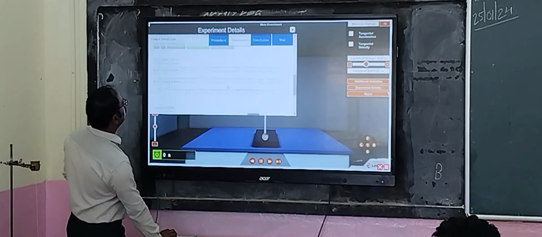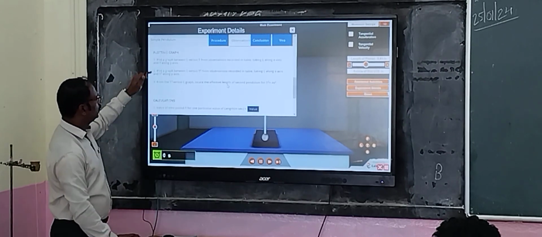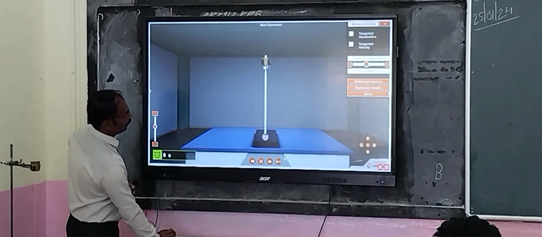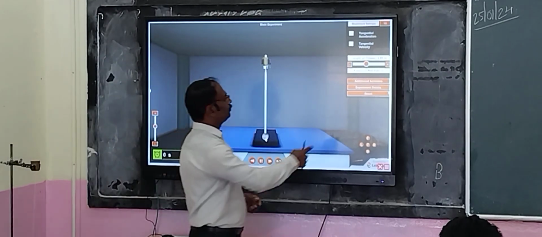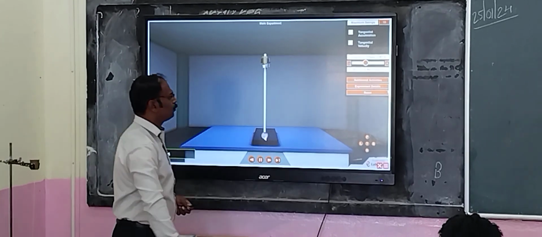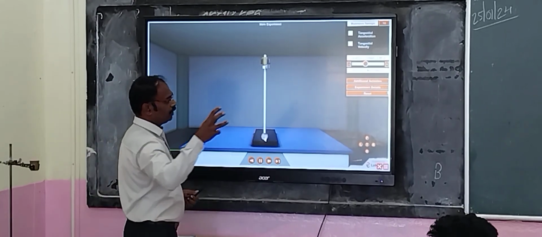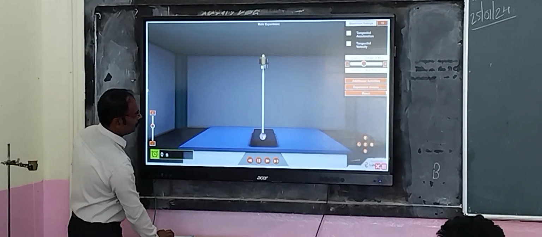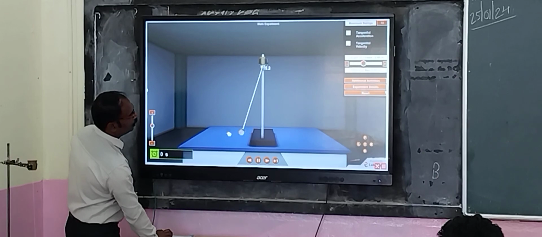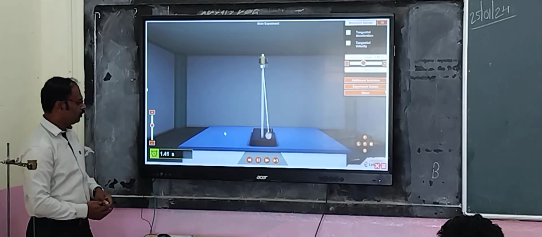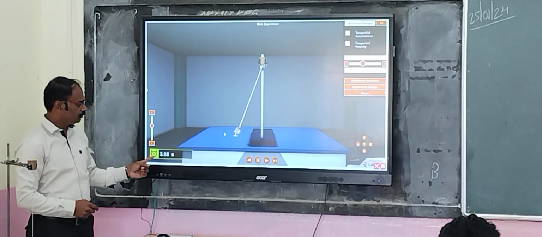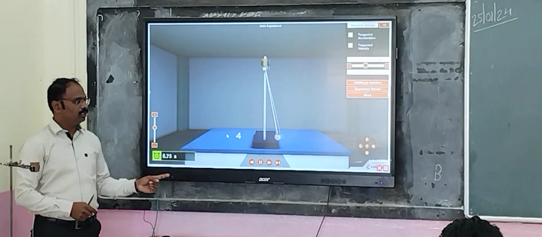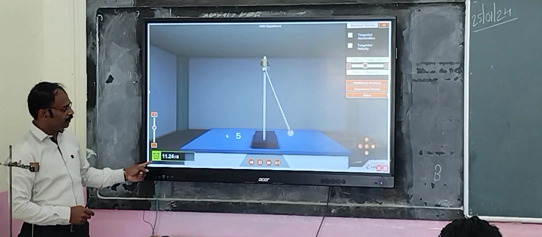So in the observation part we have to plot a graph. Then we have to do some calculation. So here the length of the simple pendulum is 0.95 meter, and the radius of the bob is 0.05 meter. Okay. Now here you get the time period of oscillation. We are taking 10 oscillations for the calculation of its time period.